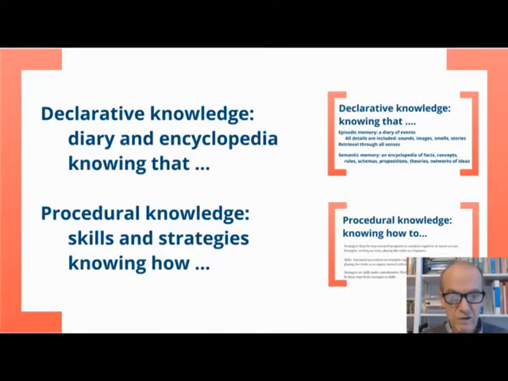Procedural knowledge is knowledge of knowing how to play the piano, knowing how to cycle, knowing how to swim, knowing how to perform some sort of arithmetical operation. This is the kind of knowledge which has been learned by heart, for instance, or it is a kind of knowledge in which you actually carry out various strategies. Okay, well, we are going to go into some detail now about these two types of knowledge, declarative knowledge and procedural knowledge.